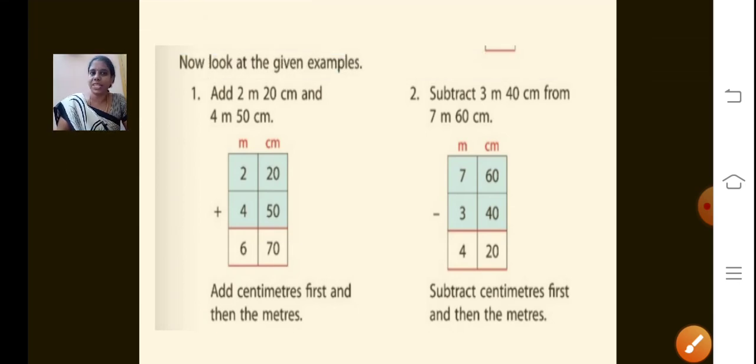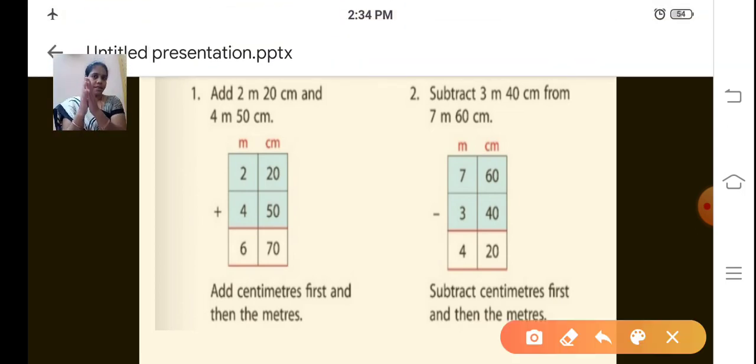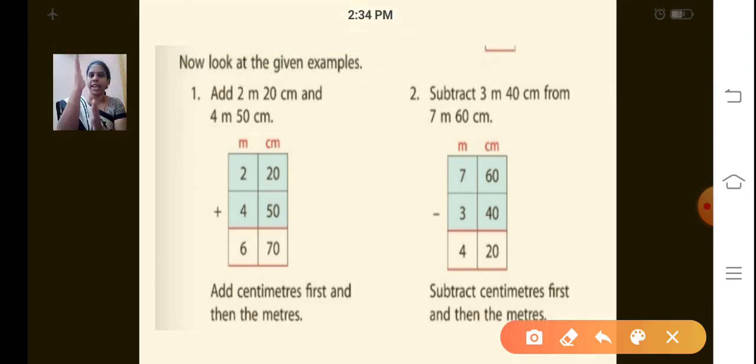Now, we'll see one sum. Just see this example. Add 2 meter 20 centimeter and 4 meter 50 centimeter. See, now it is in meter and centimeter. So write down meter in one column, centimeter in one column. It will be already done. Just we are going to add this. Okay, children, it will be already written in the book itself. Only we are going to add the meter and centimeter.